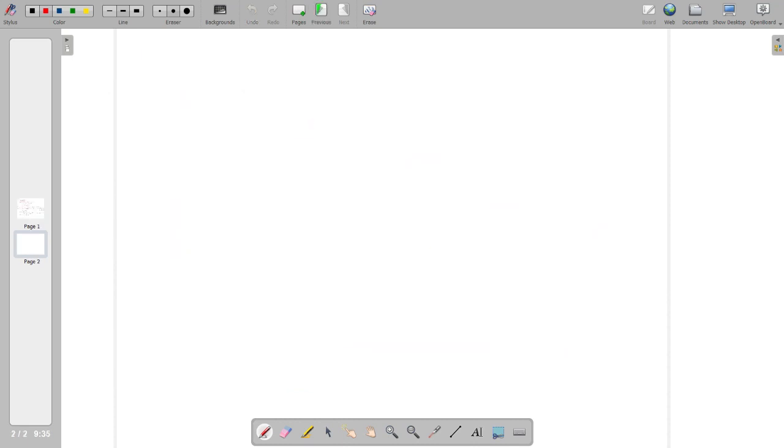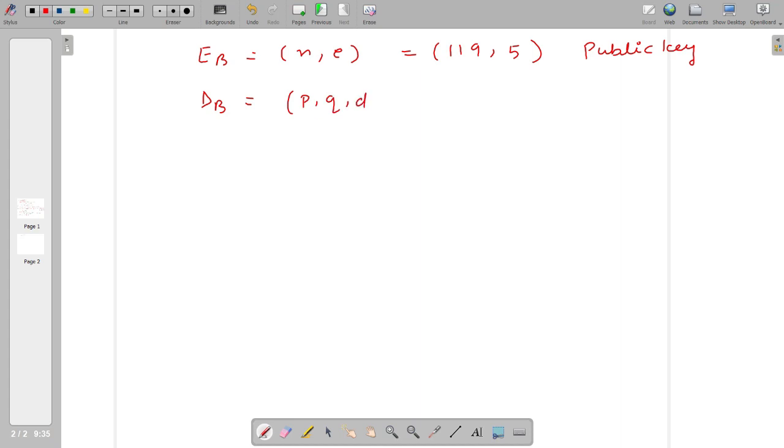Now we are going to calculate the public key of Bob, which is EB, and which is n comma E, where the value of n is 119 and the value of E is 5. This is the public key of Bob and it is known to everyone. Now we come to the private key DB, which is P, Q and D. P is 7, Q is 17 and D comes out to be 77. This is the secret or private key, and it is only known to Bob.